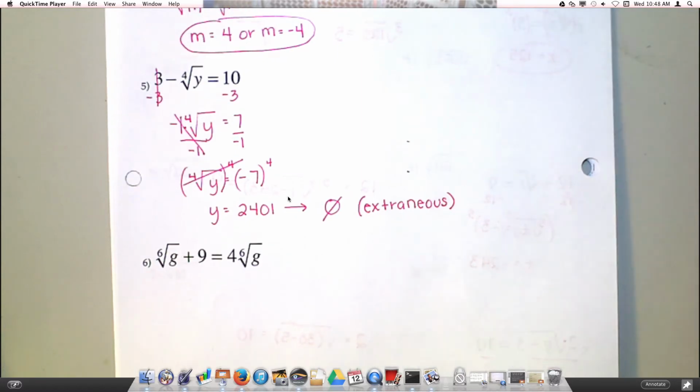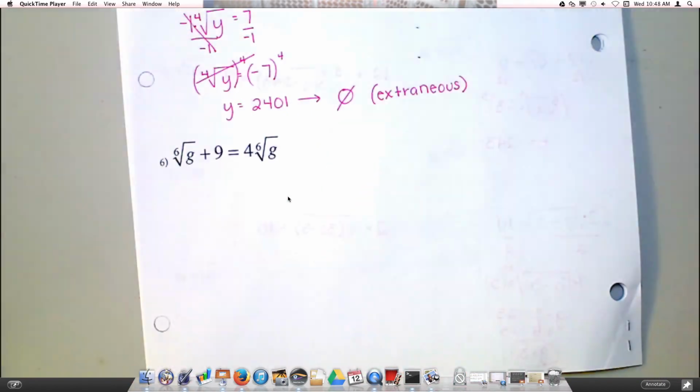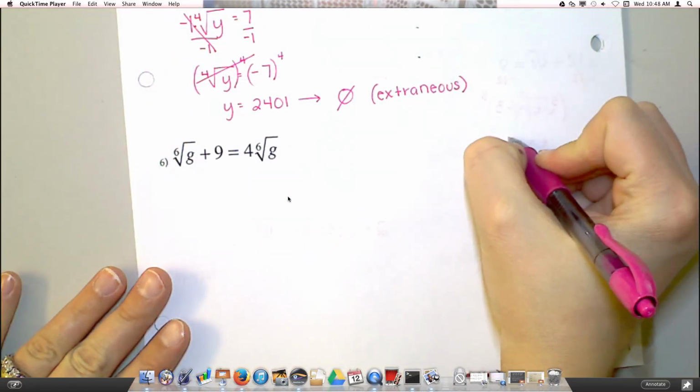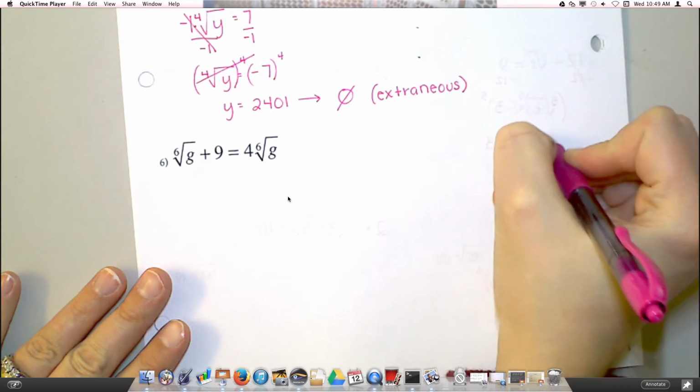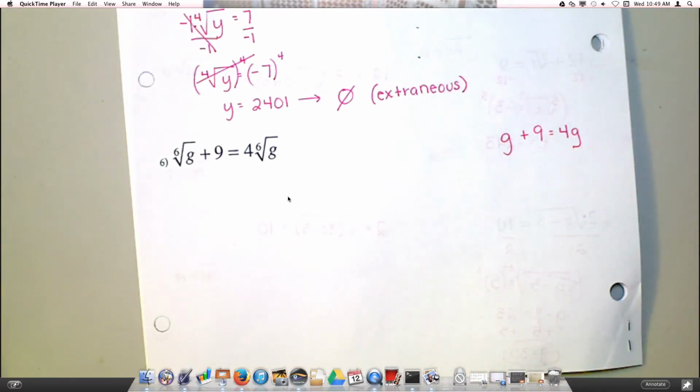Last one, number 6. Number 6 probably looks like one of the hardest ones on here. Why is number 6 so much harder? Because it's got a lot of radicals. Okay, because you've got radicals on both sides, right? Well, let me ask you this. If instead of this crazy nonsense, I had given you g plus 9 equals 4g, what would you have done with that equation? Combine it.